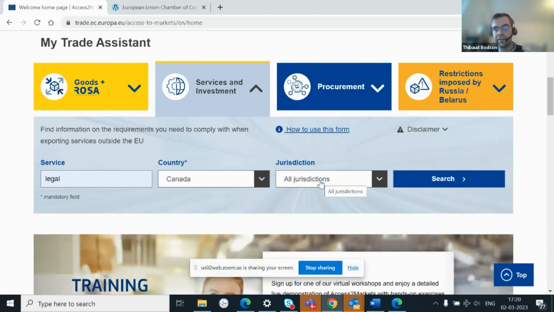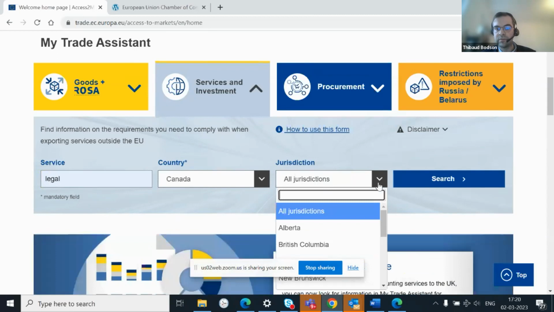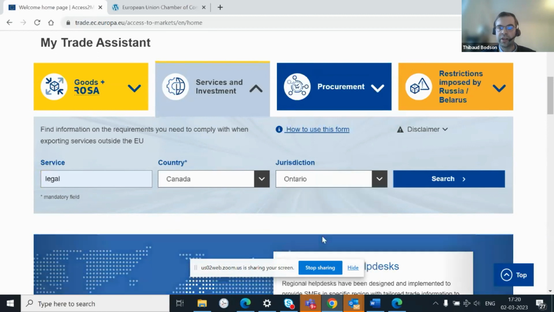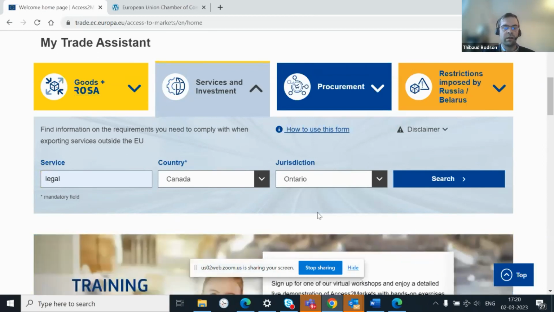And as Saul already explained, Canada has several provinces and territories. Then you will have to select the jurisdiction to which you want to export. And here we can select Ontario. So it's very straightforward. You have to fill these 3 different fields, and then you can click on search.